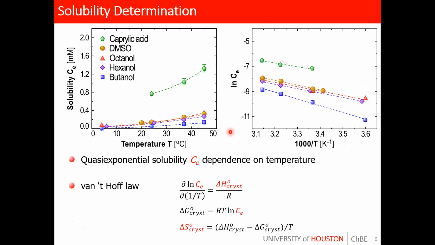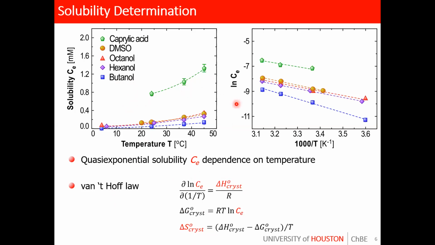Now, in order to determine the thermodynamic parameters of crystallization like enthalpy, entropy, and free energy, we use the Van't Hoff's law, which relates the solubility variation in temperature with the enthalpy and entropy of crystallization. So this is a plot of solubility variation of etioporphyrin 1 with temperature when it is dissolved in these 5 solvents. And what we see is that the solubility varies exponentially with temperature.